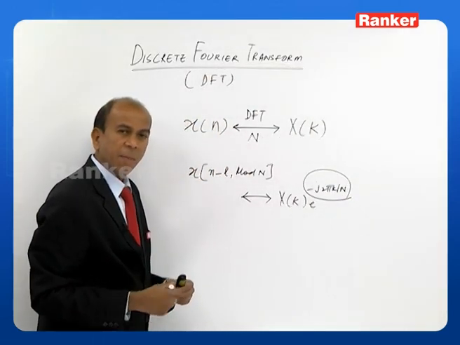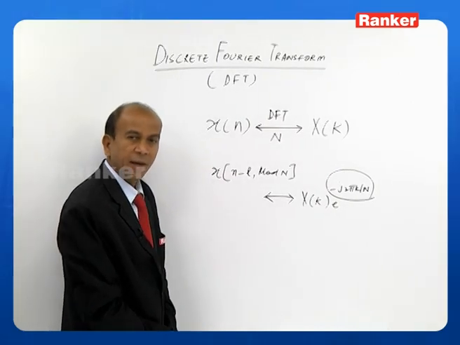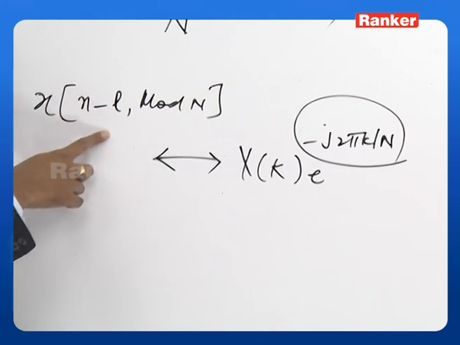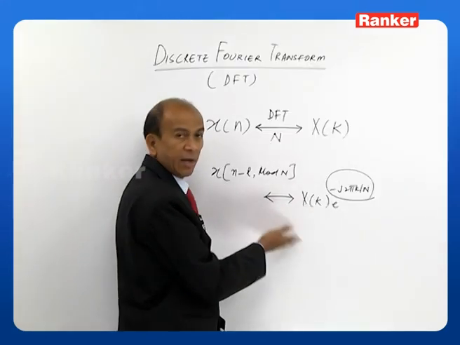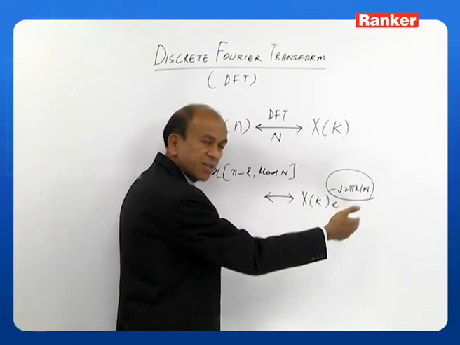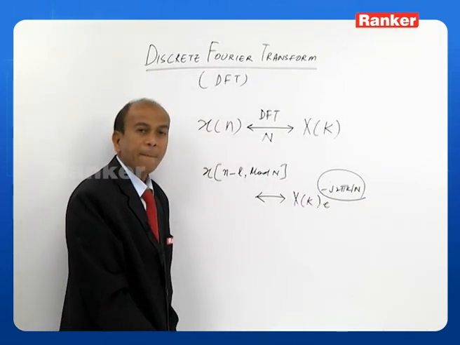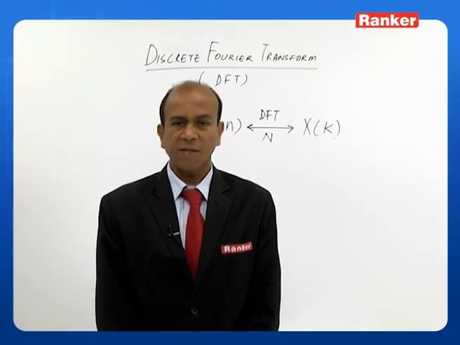So this is the multiplication factor in the frequency domain. When a sequence is shifted by a factor L, the output in the DFT will in effect be a multiplication by the exponential factor e to the power of minus j2 pi k L by N. Let us see the other property.